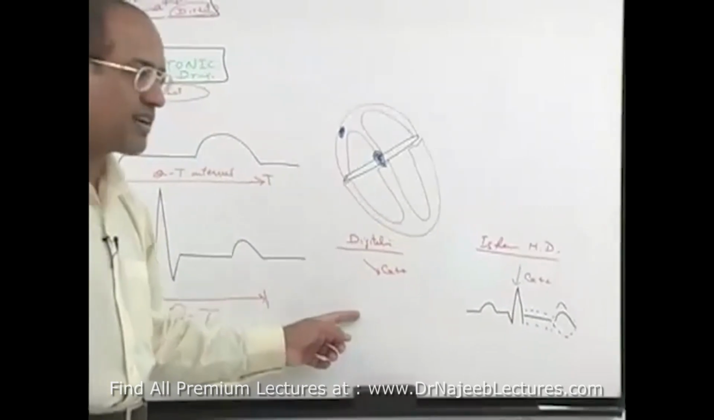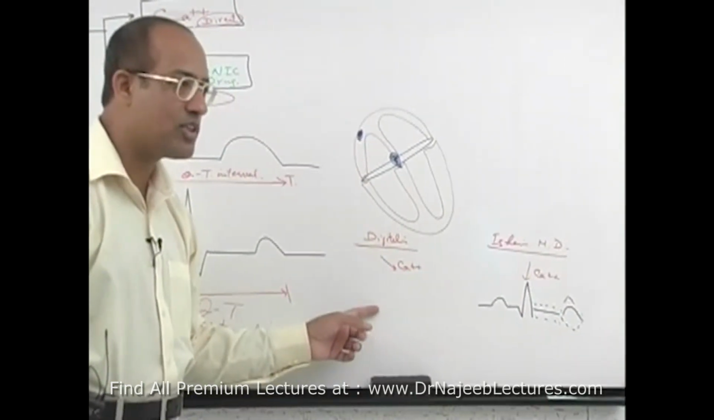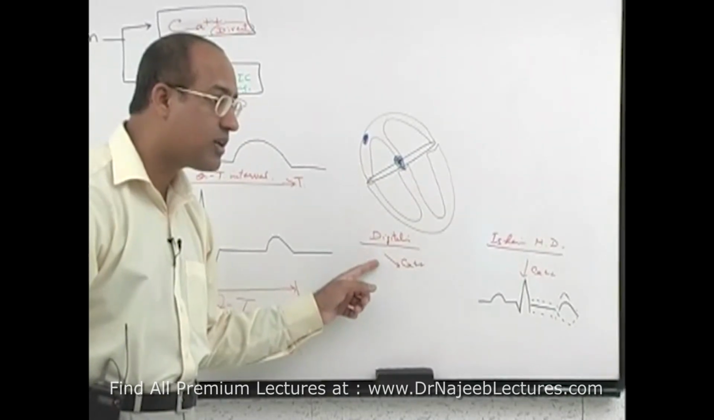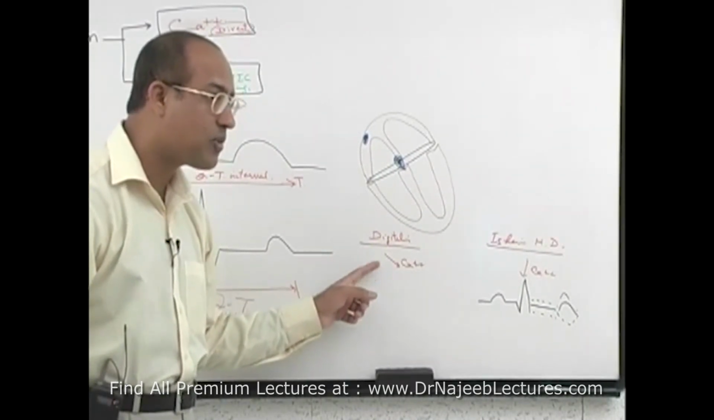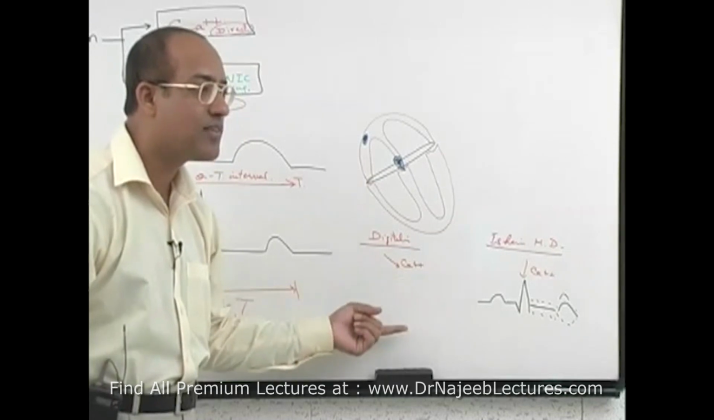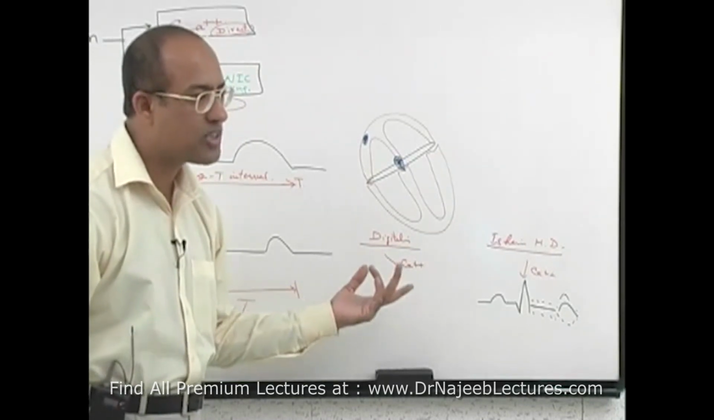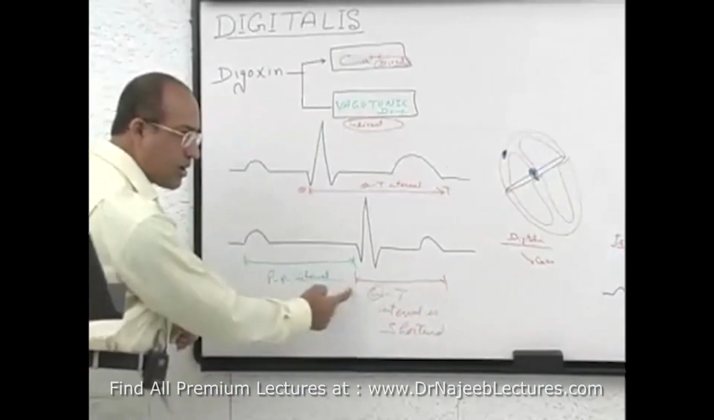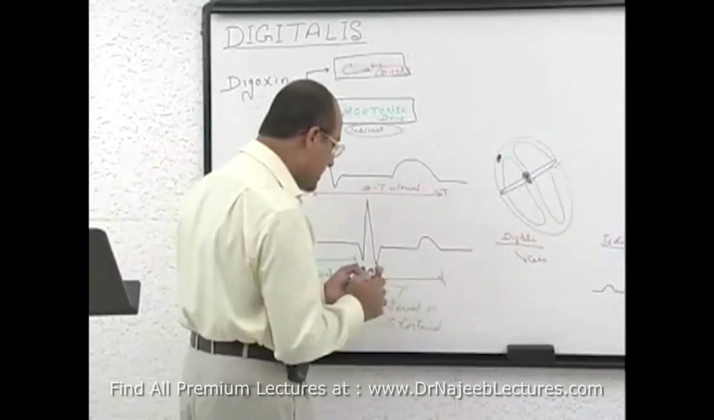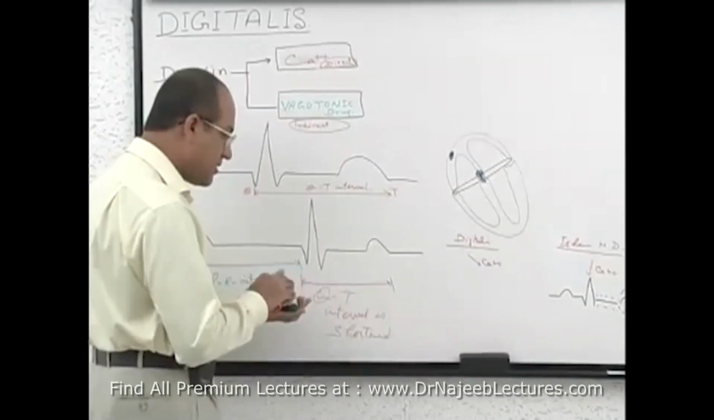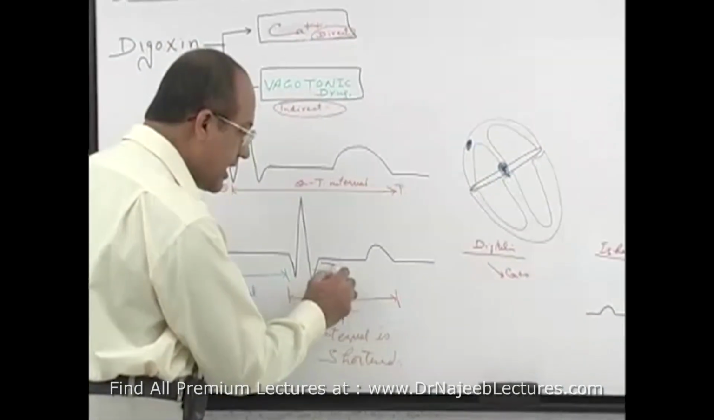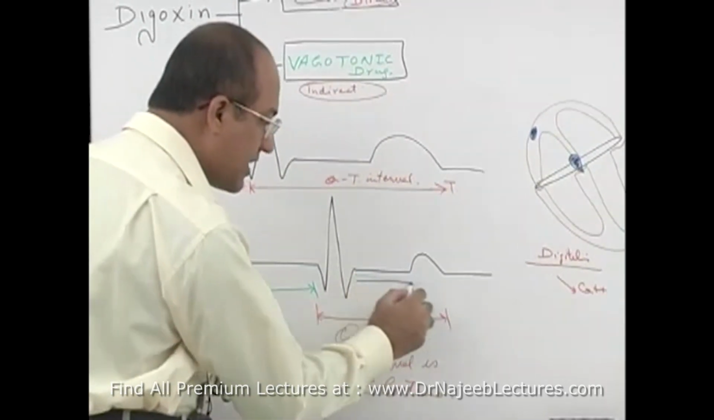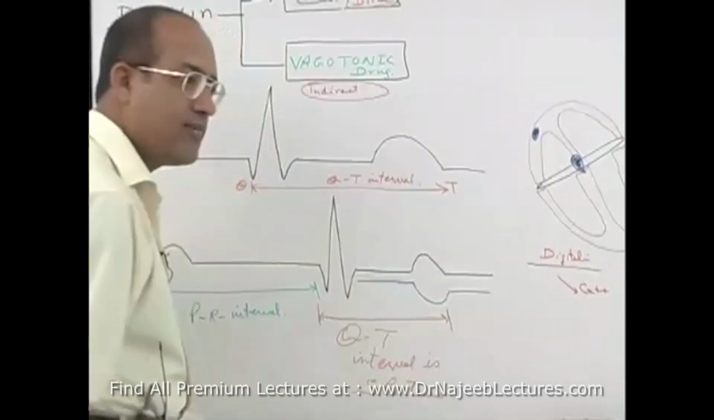Now look at the parallel here. Digitalis, even though there is no ischemia, is also loading the cells with sodium and calcium, so it will also change the ST segment and T wave. So do you think you need to remember it? It's very simple. PR interval is prolonged, QT interval is shortened, and ST segment may be elevated or depressed and T wave may be inverted.